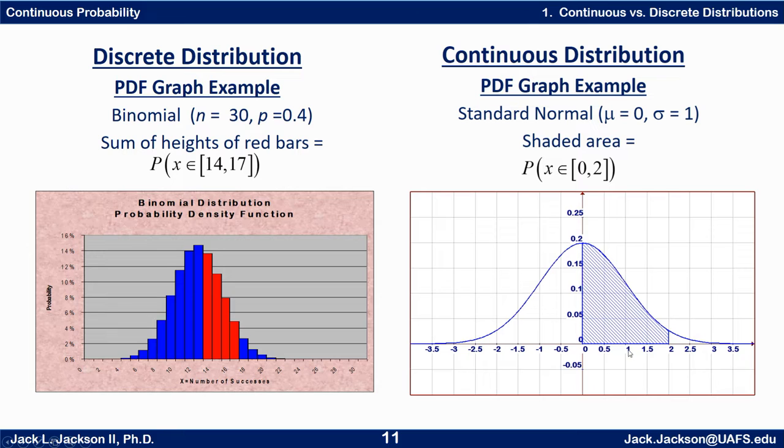But if I said f of 1, the PDF at 1, is whatever, 0.1 something, 1.3 maybe, 1.25, 1.2, 1.3, somewhere in there, so about 0.13, let's say, that is not the probability that x equals 1. It's only areas that are probabilities here. So this is a little different than the discrete case.